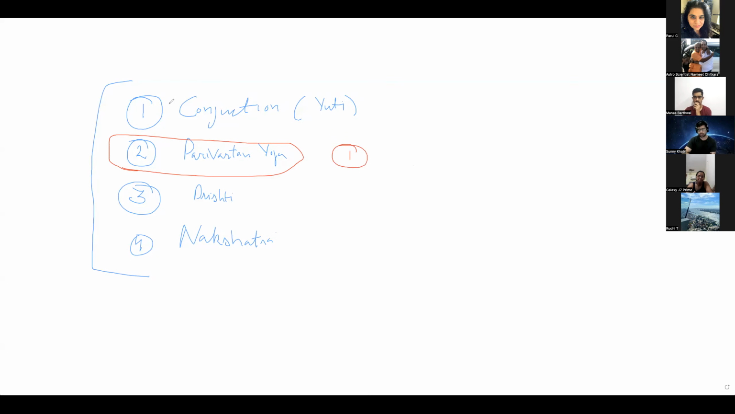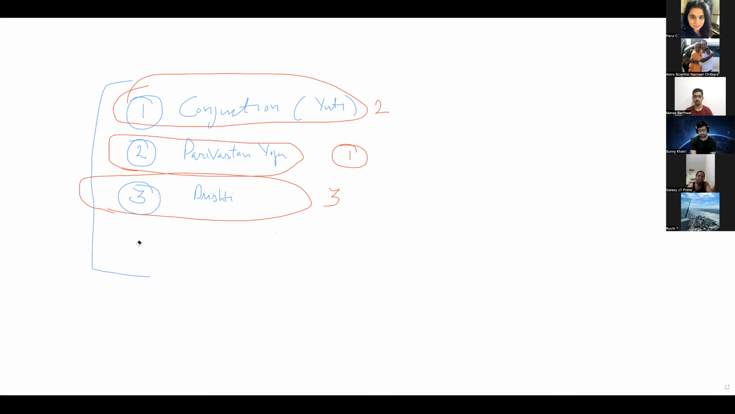Number two is the yuti. And number three is a drishti. So this is the hierarchy. We are not counting nakshatra because this has a very different application. So let me leave the nakshatra exchange aside. What I'm going to tell you is that out of these three, drishti, parivartan, and conjunction, the most powerful is the parivartan yoga.